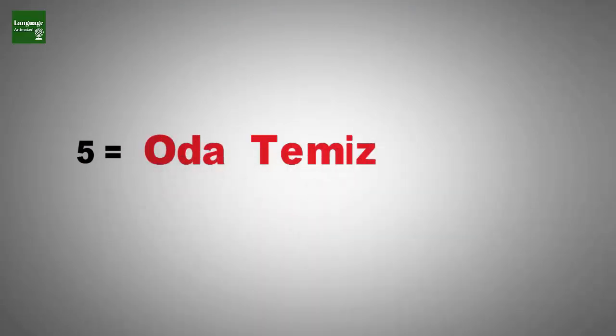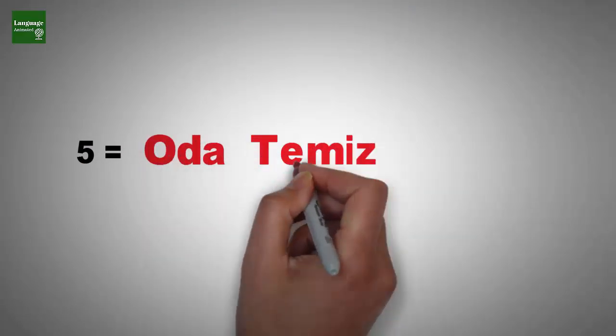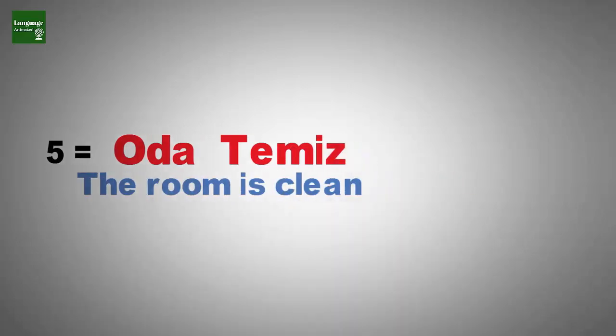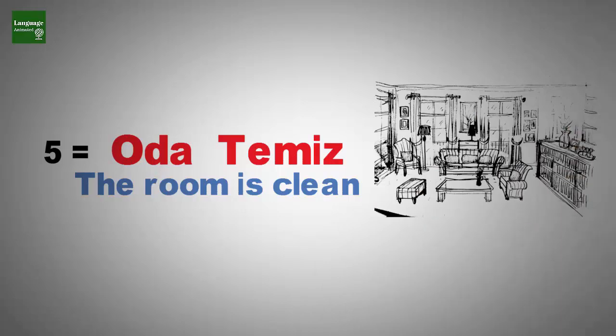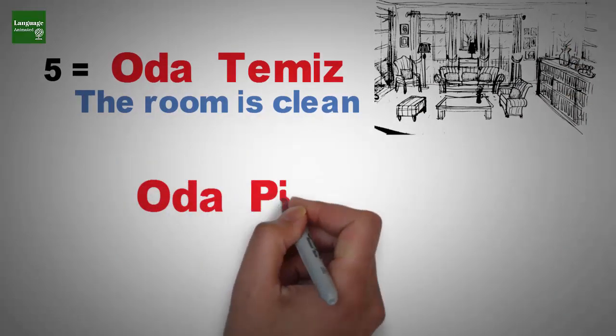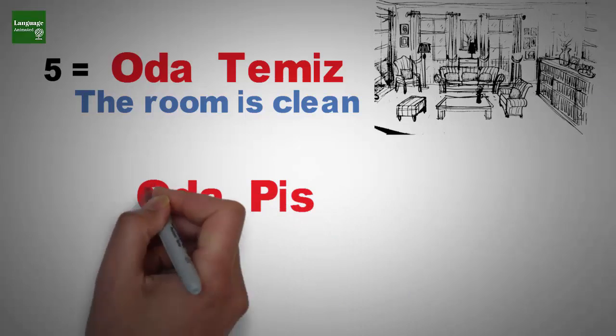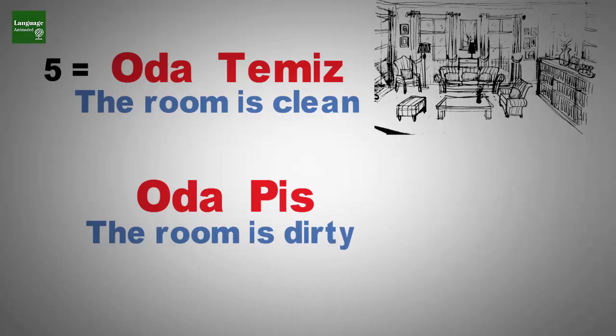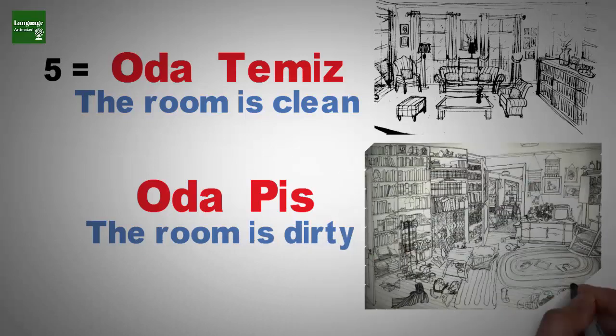Number 5. Oda temiz means the room is clean. Oda pis means the room is dirty. Oda means room.